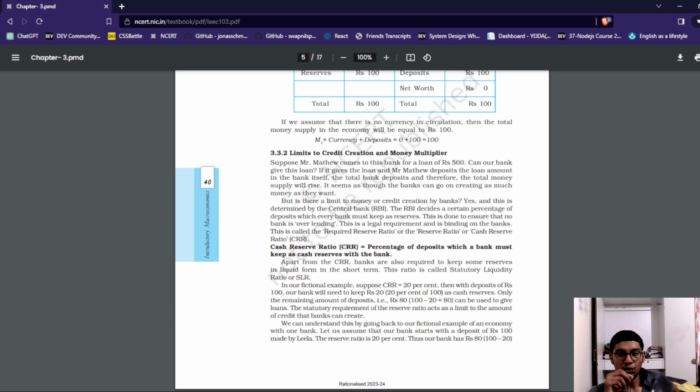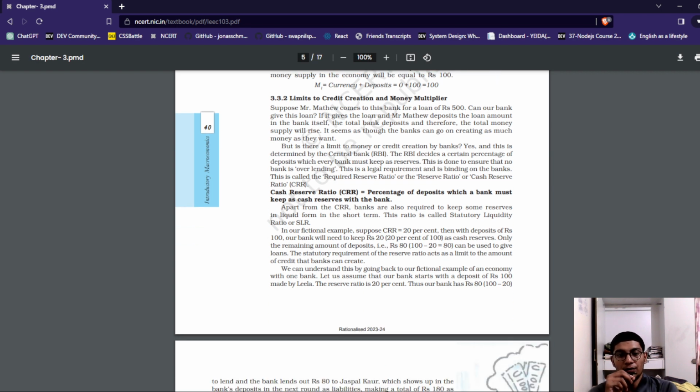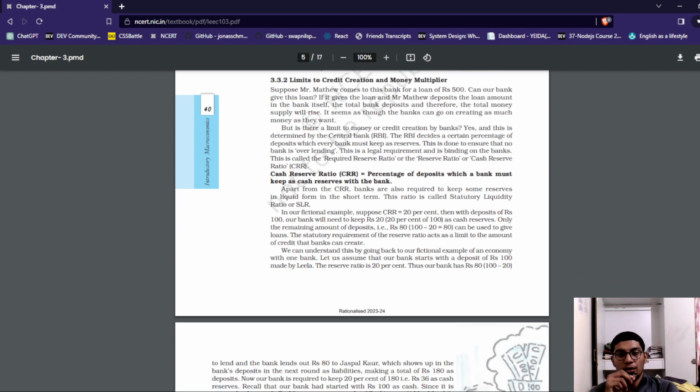Yes, this limit is determined by the central bank, the RBI. The RBI decides a certain percentage of deposits that every bank must keep as a reserve. This is to ensure that banks can meet their obligations. This legal requirement is called the required reserve ratio or cash reserve ratio, CRR. Apart from this, banks are also required to keep some reserve in liquid short-term form. This ratio is called the statutory liquidity ratio or SLR.